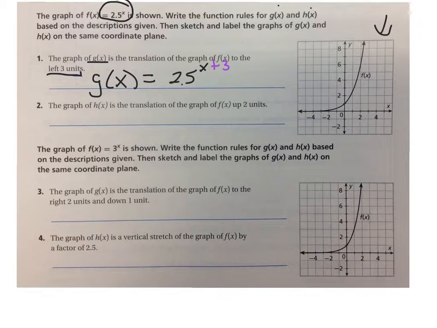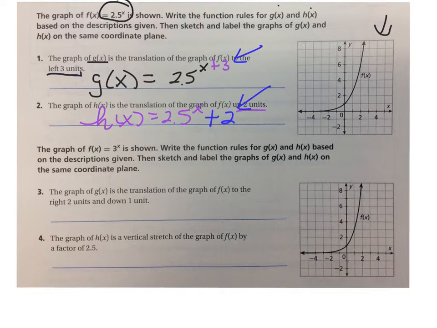Look at number 2. The graph of h of x is the translation 2 units up. Well, remember, if it's going up or down, then we're going to put 2.5 to the power of x, but this time, since it's up 2 units, we're going to add 2. Notice the difference. This is in the power. This is the constant out by itself.